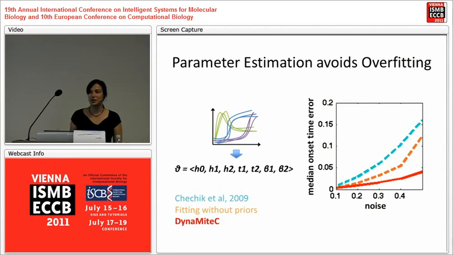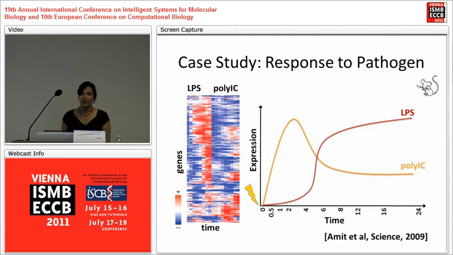How can we use it in real biological data? We were interested in studying the transcriptional response to pathogen, and a case study is a work done by Amit et al., which measured transcriptional response to stimuli including LPS, which mimics bacterial infection, and poly-IC, which mimics viral infection. And they measured the response in dendritic cells in mice in 9 time points over 24 hours.